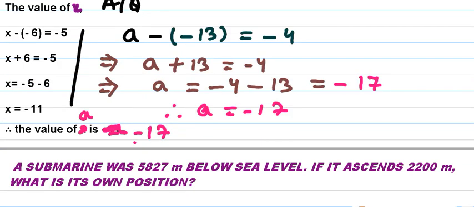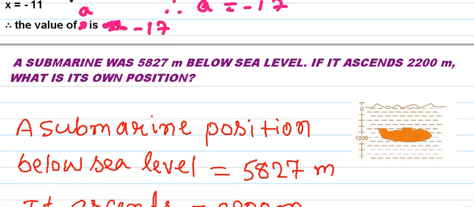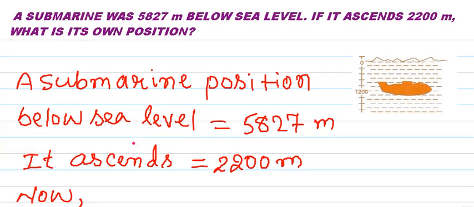The next question here is for submarine, right? It is very important. A submarine was 5,827 meter below sea level, right? If it ascends 2,200 meter, what is its new position, right? Someone have to write here.